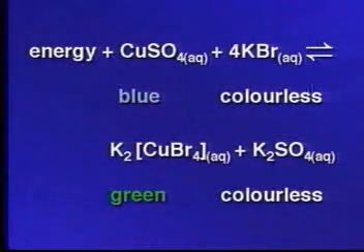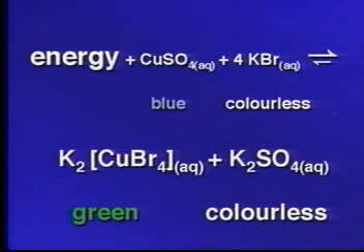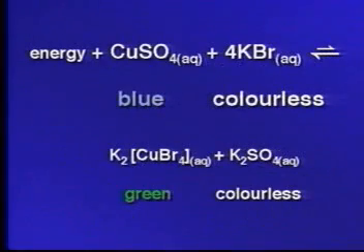Well, let's look at the chemical reaction. Copper(II) sulfate, which is a blue species, reacts with potassium bromide, which is colorless, to produce a green copper bromide complex and colorless potassium sulfate. Now, when I add heat energy to the system, the equilibrium shifts to favor products. Therefore, we have a predominance of the green copper bromide complex. Now, when I take energy away from the system, that is, cool it off, the equilibrium shifts to favor reactants. Therefore, I would have a predominance of the blue copper(II) sulfate ions.